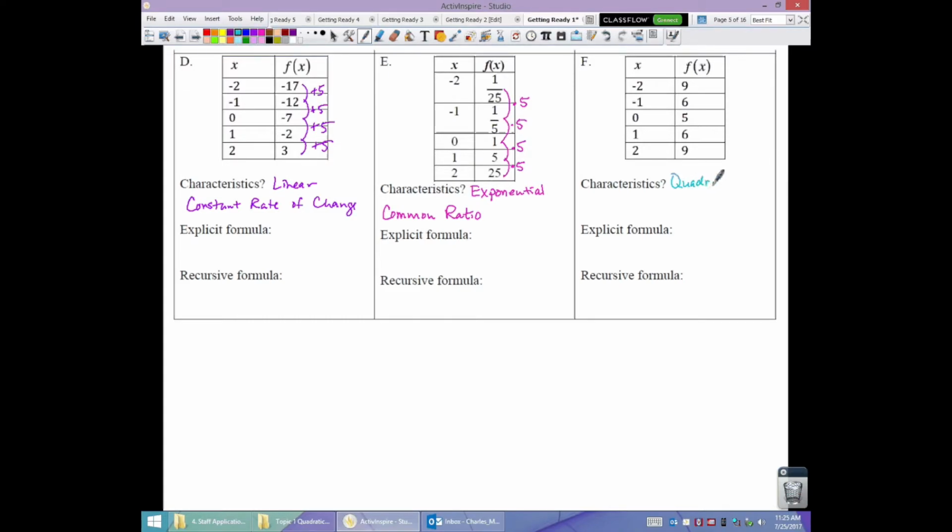Let's see if we can notice those 2 characteristics I pointed out up above. And that would mean looking at our first and second differences. Okay, so from 9 to 6 goes down 3. From 6 to 5 goes down 1. From 5 to 6 goes up 1. From 6 to 9, up 3.